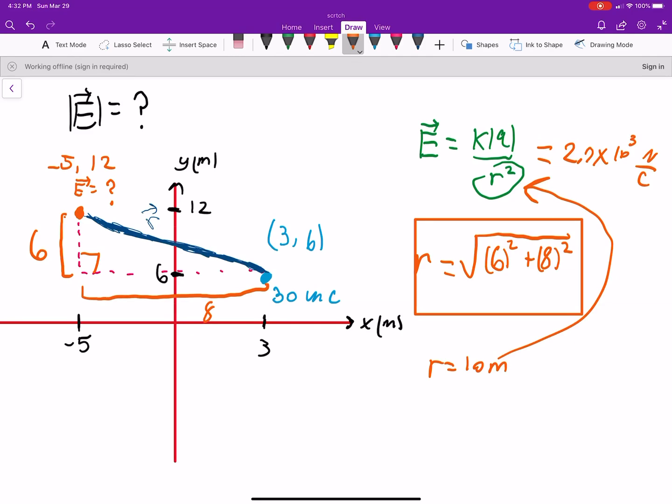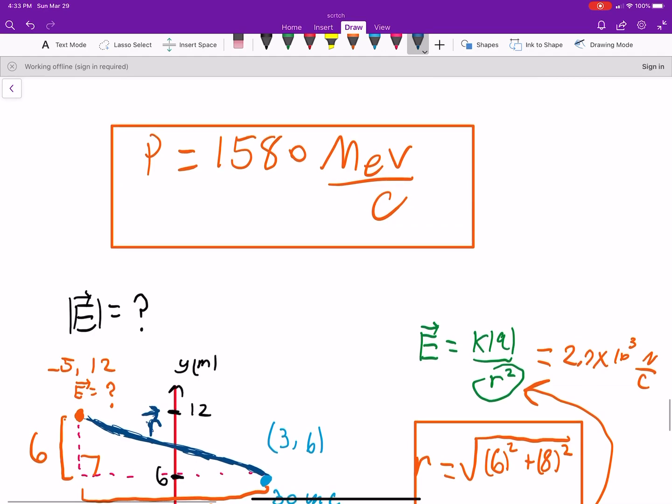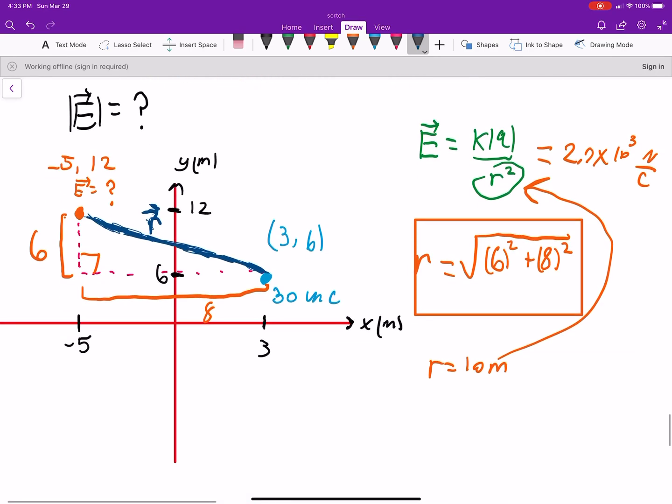So that's all there is to it. The big thing here was just finding that distance R, which we just did using the Pythagorean theorem. And then once you have that, you're pretty much set up. Just know your equation. And that's it. That's all there is to it.